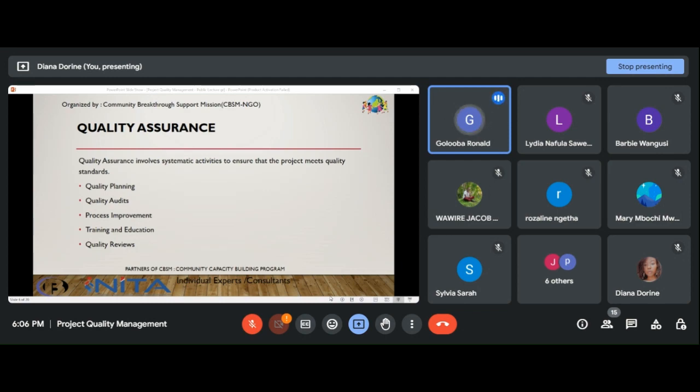Sometimes one of the ways also to gauge if the products or services you are putting out there are of quality is to also participate in different conferences and get to know what other institutions or what other individuals are doing out there in terms of quality. Next slide, please.